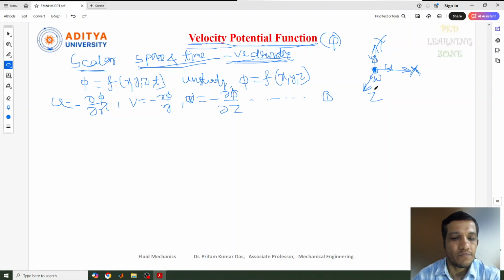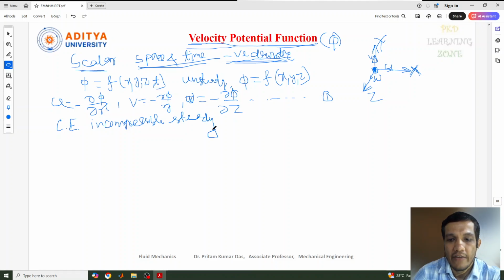Now let's go back to our previous lectures regarding the continuity equation. We have already seen the continuity equation for two-dimensional and three-dimensional flow. If you want to write the continuity equation for incompressible, steady flow, we need to consider the continuity equation for incompressible and steady flow. This is for unsteady and this is for steady flow.